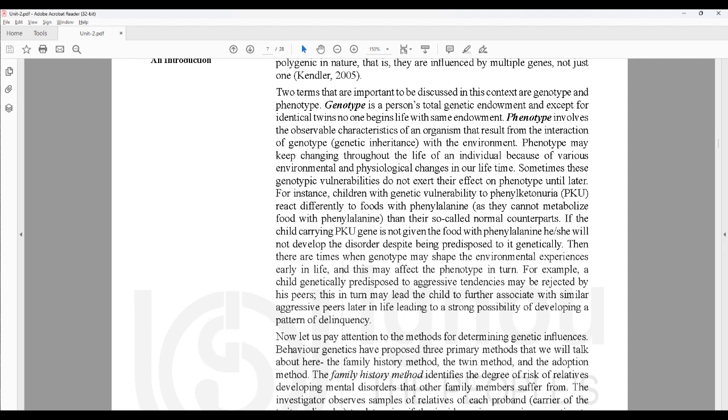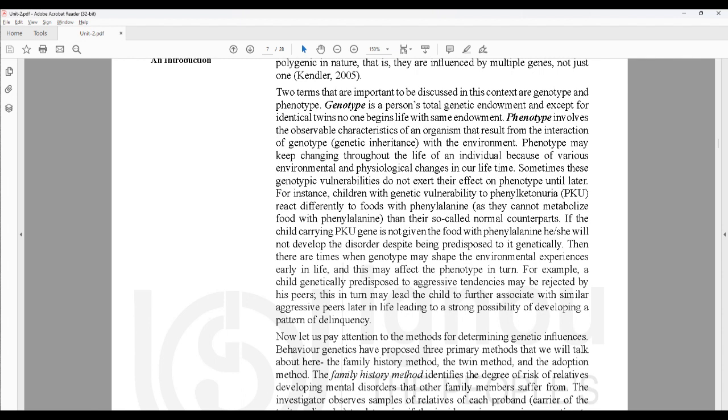Then there are times when genotype may shape the environmental experiences early in life, and this may affect the phenotype in turn. For example, a child genetically predisposed to aggressive tendencies may be rejected by his peers. This in turn may lead the child to further associate with similar aggressive peers later in life, leading to a strong possibility of developing a pattern of delinquency. Now let us pay attention to the methods for determining genetic influences.